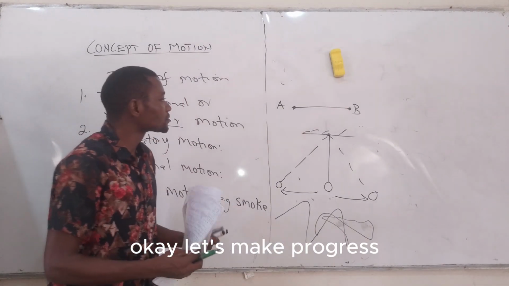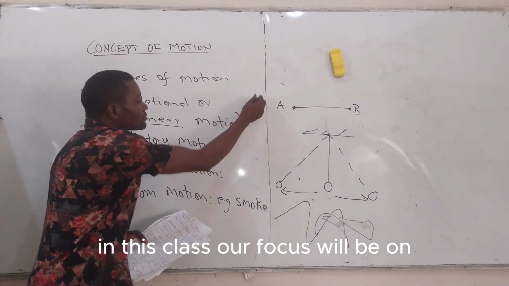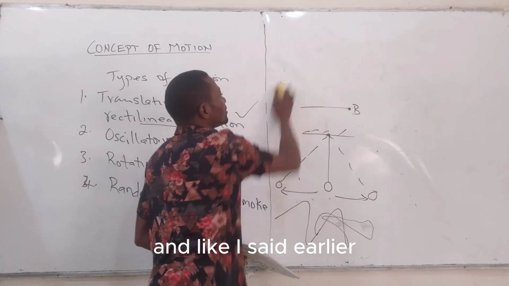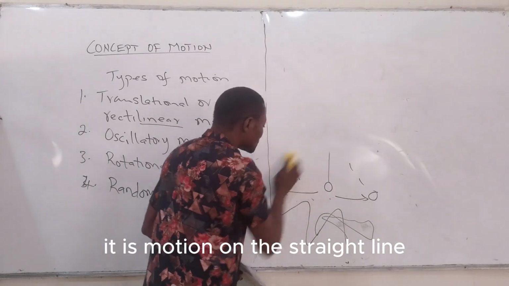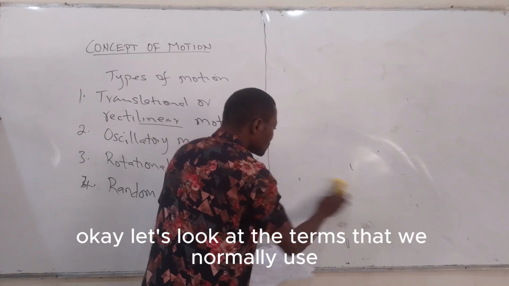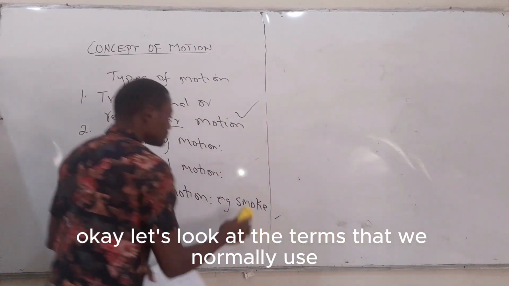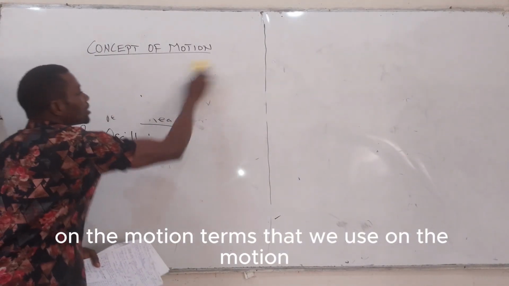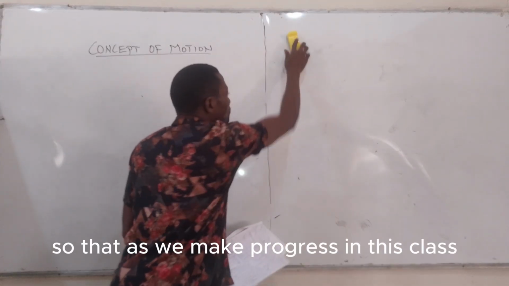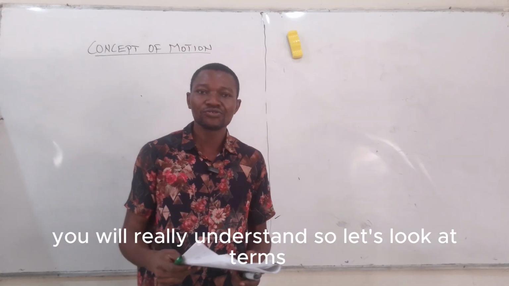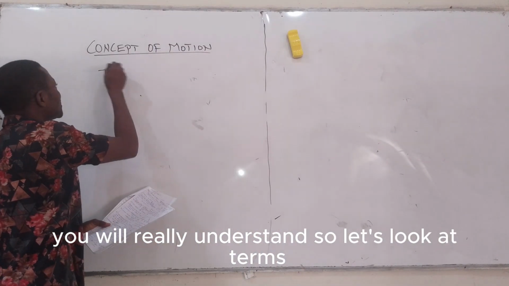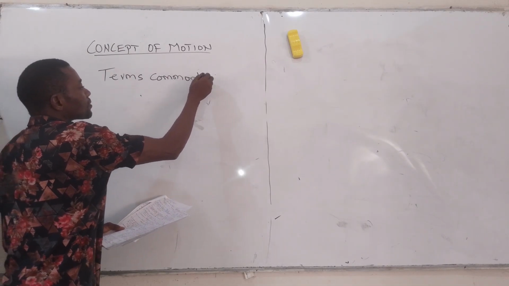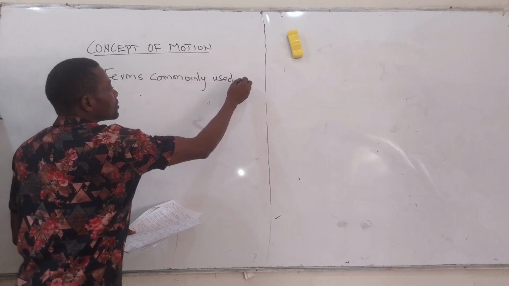Okay, let's make progress. In this class, our focus will be on translational or rectilinear motion. And like I said earlier, it is motion on a straight line. Okay, let's look at the terms that we normally use under motion. We shall look at each of them so that as we make progress in this class, you will really understand. Terms commonly used in motion.